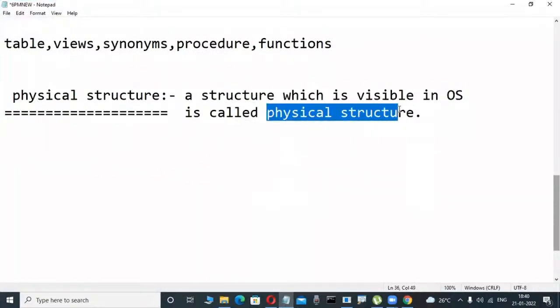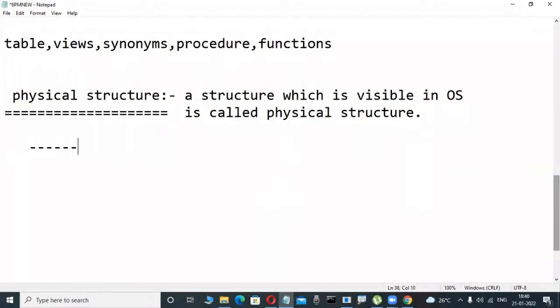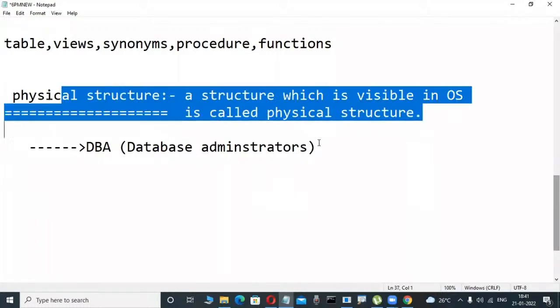But the physical structure, who works on it? Some different type of persons are working there. Who are they? The DBA, the database administrator. Besides developers, some other type of persons are there in a database. Database administrators only work in the physical structure.